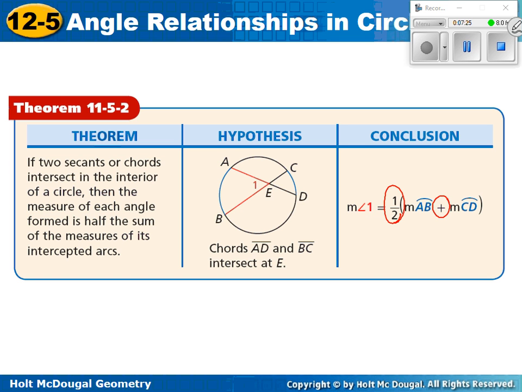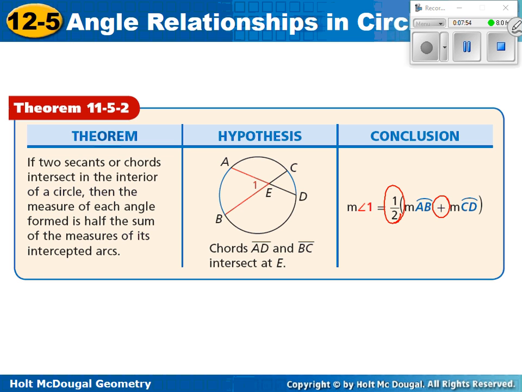So the rule is if it's inside, it is half the sum of the 2 arcs. Add the 2 arcs and take a half. Questions there? Okay, if I were looking at angle FBD, what 2 arcs would I add? FBD, this angle, which 2 arcs would I add? FD and EA, and then take a half.